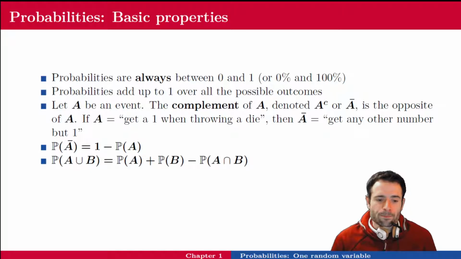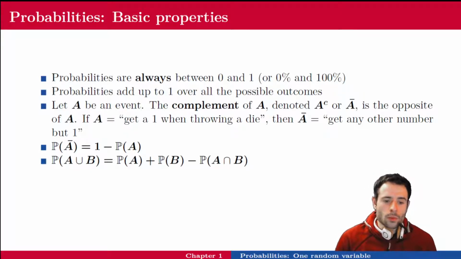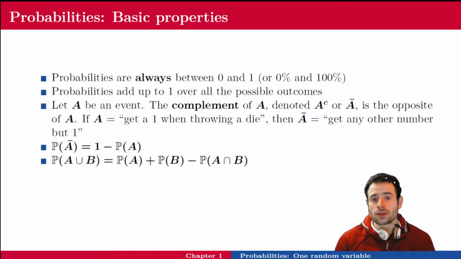An important property is the probability of the union of A and B. This is actually equal to the probability of A plus the probability of B minus the probability of the intersection. The idea is that when you look at the probability of A plus the probability of B, you are already counting the probability of the intersection once. Well, actually twice.